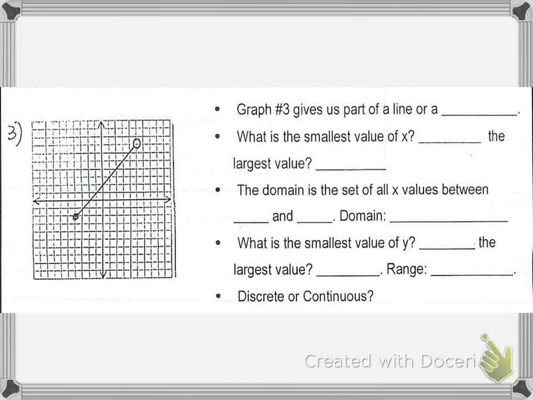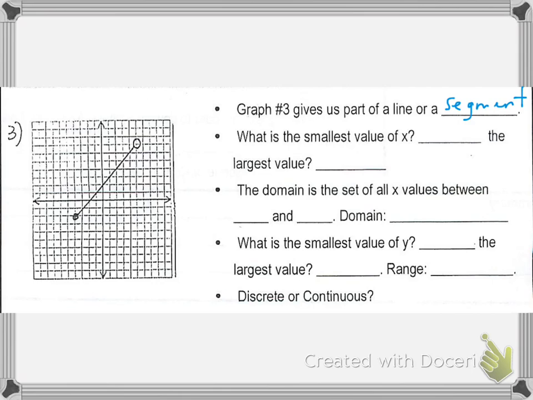All right, here we go. Number 3. The graph of number 3 gives us part of a line. Or a, what is this? Segment. Hey, we'll forgive you since I said concrete for segment. Okay, it's a line segment. What is the smallest value of x? -4. Right.